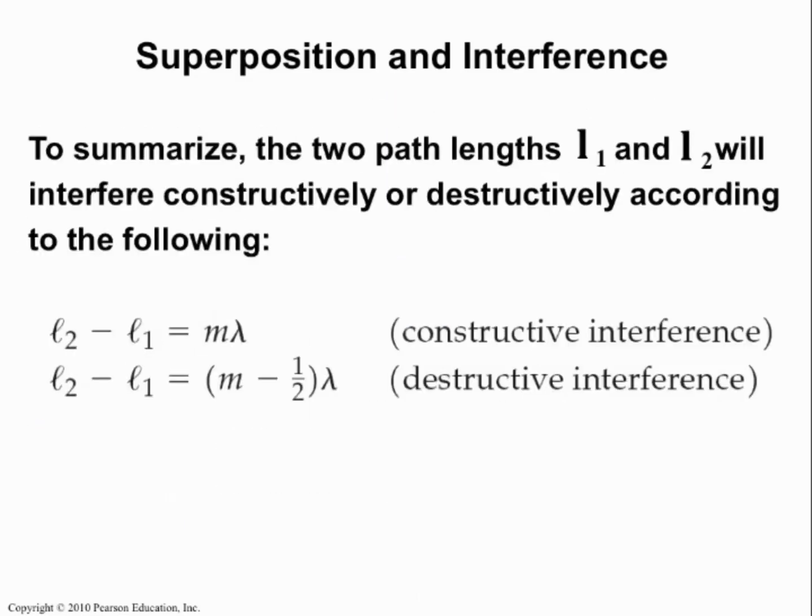Now, to summarize, the two path lengths, L1 and L2, will interfere constructively or destructively according to the following. If L2 minus L1, which is the difference in path length, is some multiple of lambda, we get constructive interference. If the difference in path length, L2 minus L1, is some multiple of half lambda, then we're going to get destructive interference. And that's all that these two equations mean. However, they're important for understanding the diffraction experiments that we're about to see.